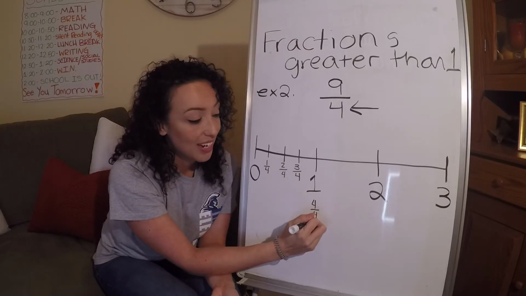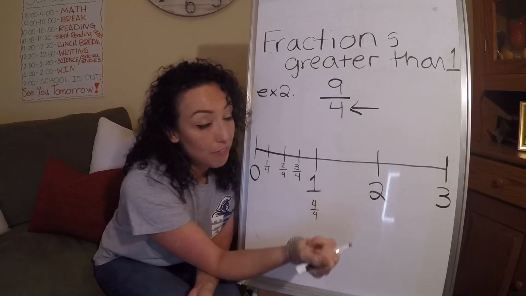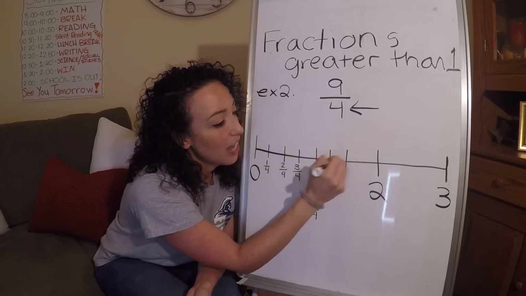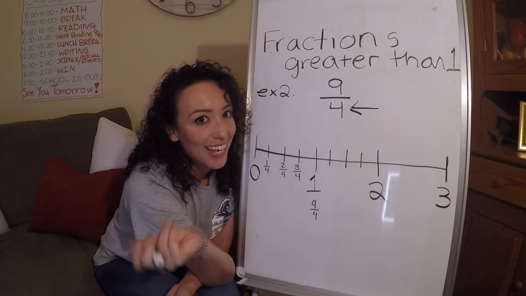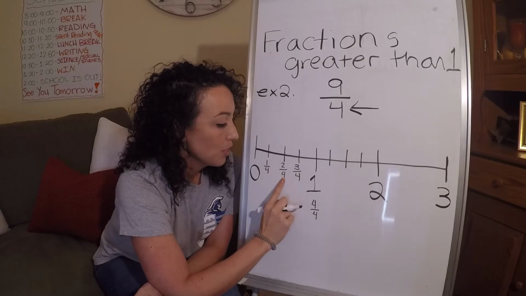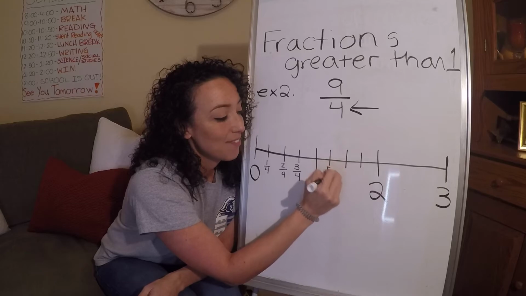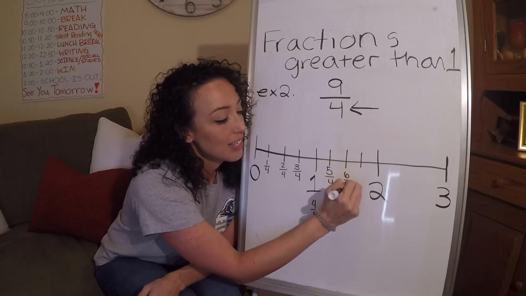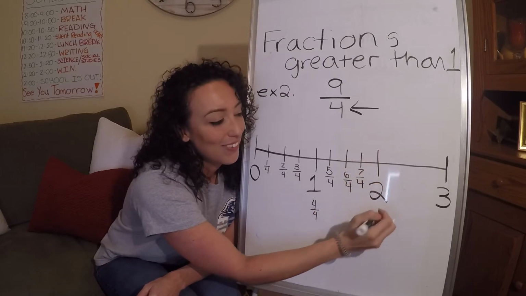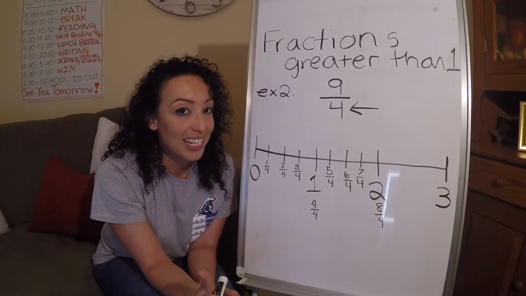But we're not stopping there. Just like we did here, let's break up this one into fourths. So first, cut it in half. And then, cut your halves in half. And now let's label. Don't get tricked. We had 1/4, 2/4, 3/4, 4/4. This is 5/4, 6/4, 7/4, 8/4. Whew, it's a lot. We're not done yet.